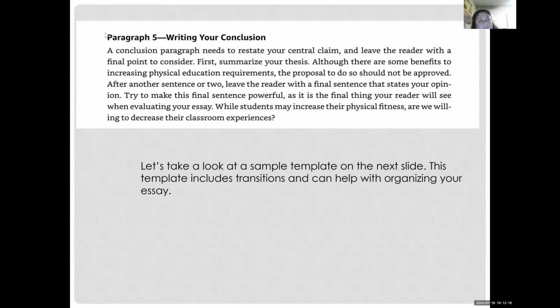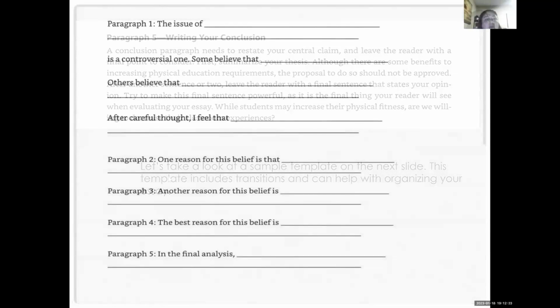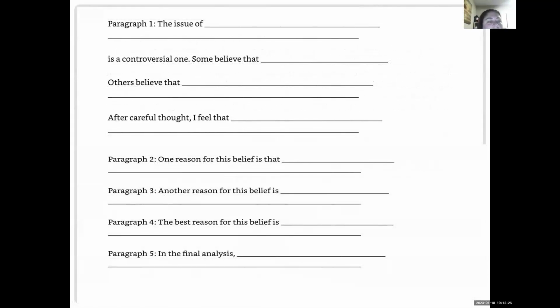All right, let's look at the template on the next slide, and this will show you how to use transitions. When you write paragraph 1, you want to start with something like, the issue of, right? And then when you get to those further paragraphs, you're going to say things like, one reason for the belief is that. Another reason for this belief is in paragraph 3. The best reason for this belief is in paragraph 4, and paragraph 5, in the final analysis. What these sentence starters basically are, they're called transitions. And basically they just make sentences more flowing, less cumbersome, and more fun to read.